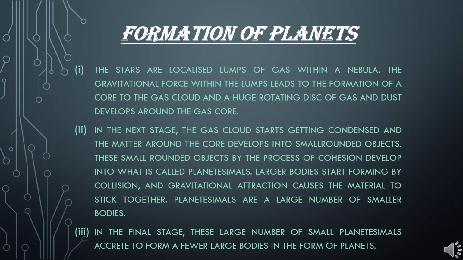Larger bodies start forming by collision, and gravitational attraction causes the material to stick together. Planetesimals are a large number of smaller bodies. In the final stage, these large number of small planetesimals accrete to form a fewer large bodies in the form of planets.